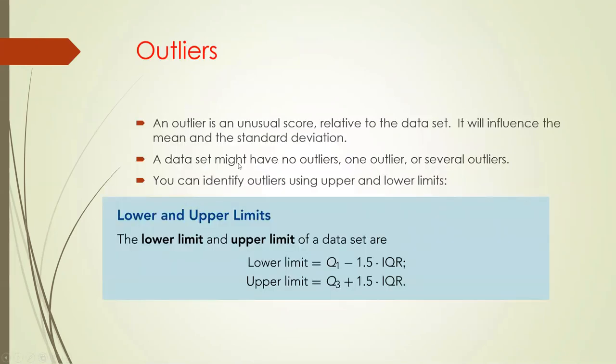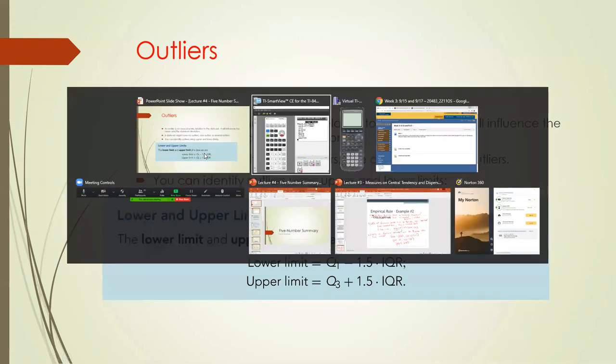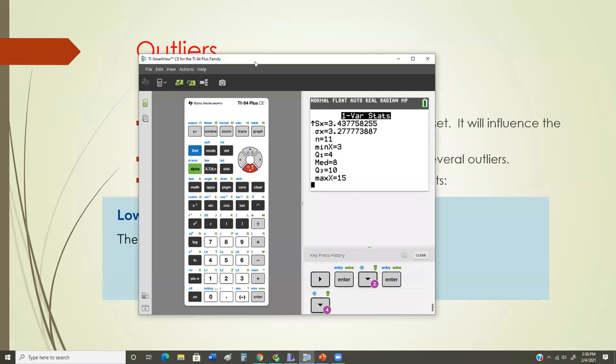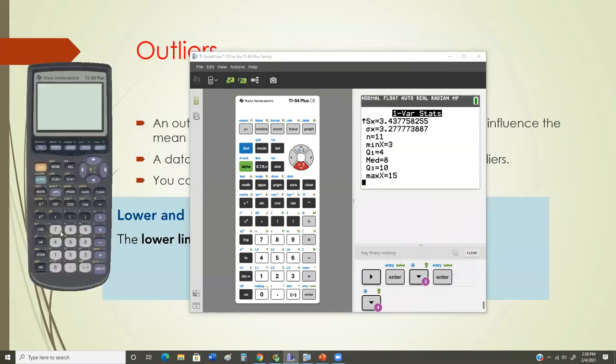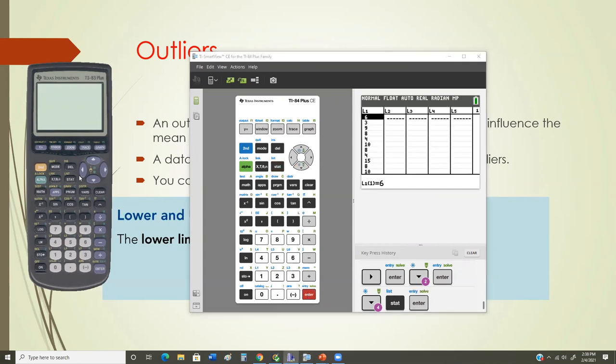All right, here's what I want to do. We're going to do outliers next class. But with the time left, I'm going to show you how to have your graphing calculator also construct a box plot for you, because we're also going to use our calculators for graphing in a little bit too.